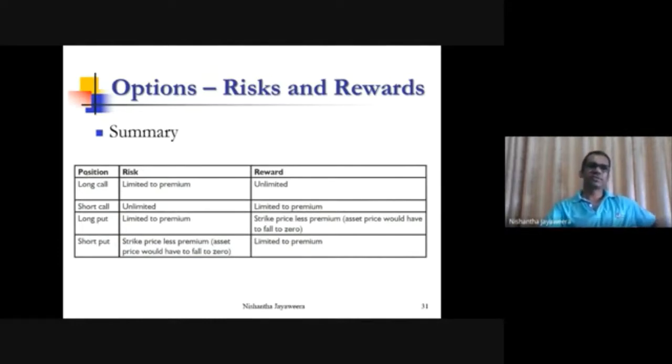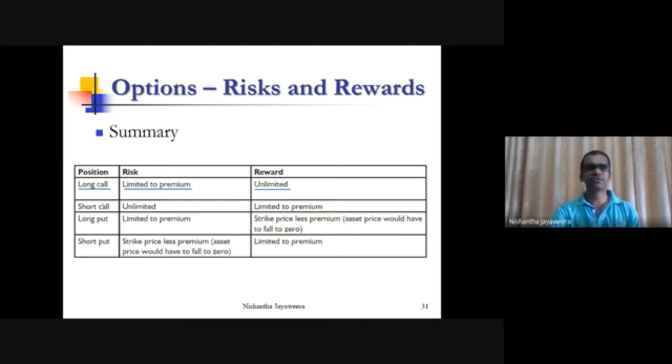So your position is long call. What is your risk? Your risk is limited to the premium that you pay. That is your maximum loss. As a call option buyer, you won't lose anything other than the premium. What is the reward or your gain? There's no limit. You can make an unlimited profit. So reward is unlimited. This is for a long call option.